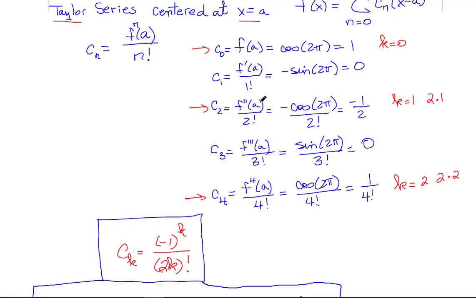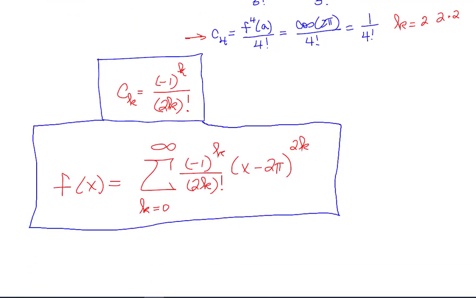If you look at the denominators for C2, 2 factorial, C4, 4 factorial. All right, well, let's see. If I consider C0, k to be 0, C2, k to be 1, C4, k is 2, I get the relationship for the ck terms. And so our power series representation then looks like the following, and this is centered on the particular a that they asked us to be centered on.